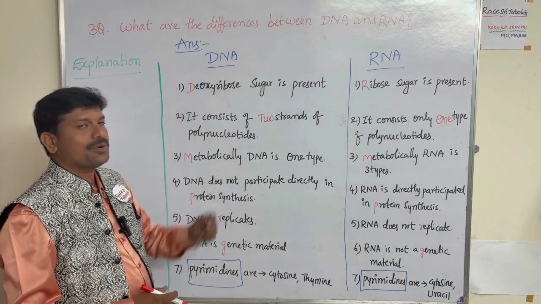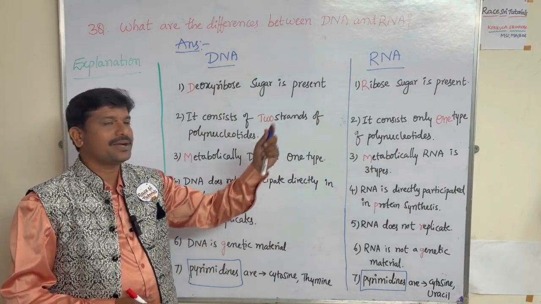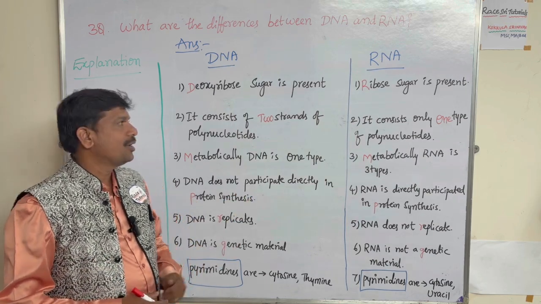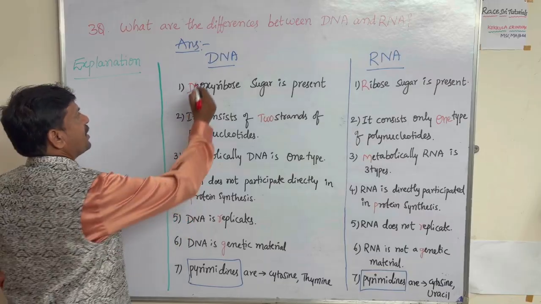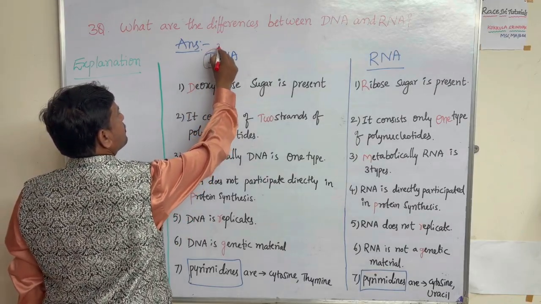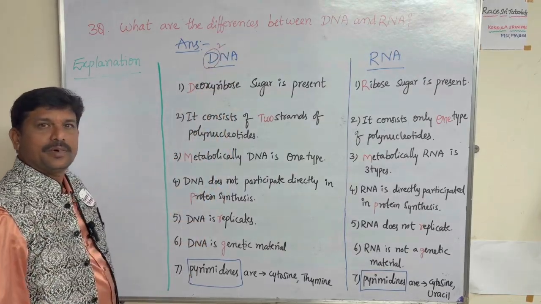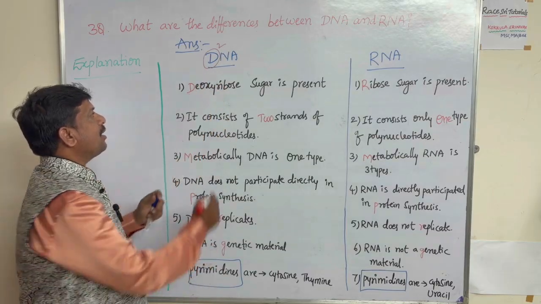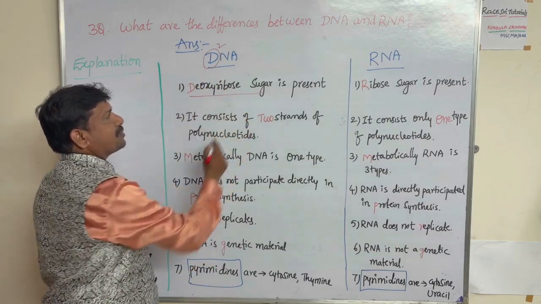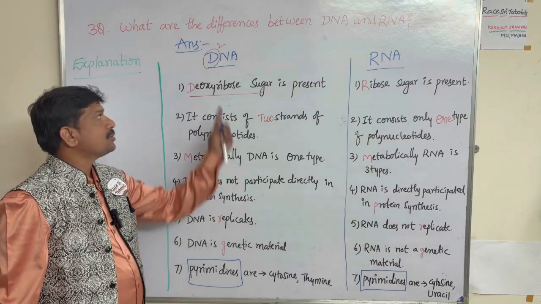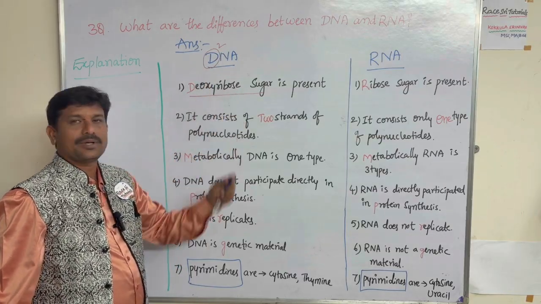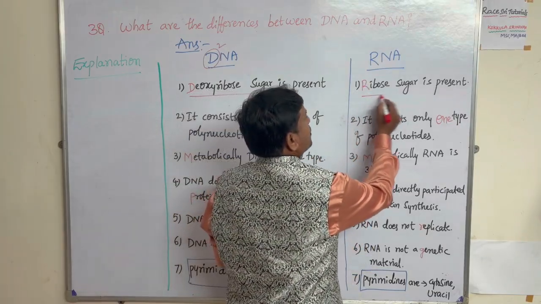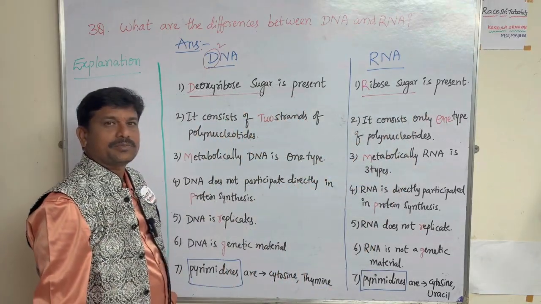DNA means deoxyribonucleic acid. RNA is ribonucleic acid. What type of differences are there? This is for understanding purposes. DNA square, I'm giving to you. D here stands for deoxyribose sugar. So DNA has deoxyribose sugar, but in RNA ribose sugar is present. This is the first point completed.